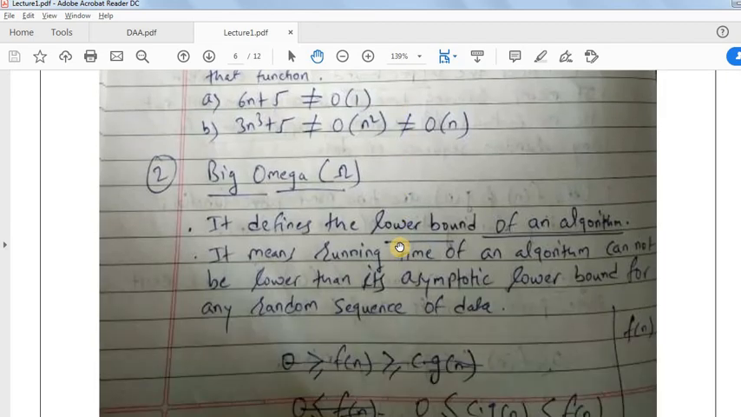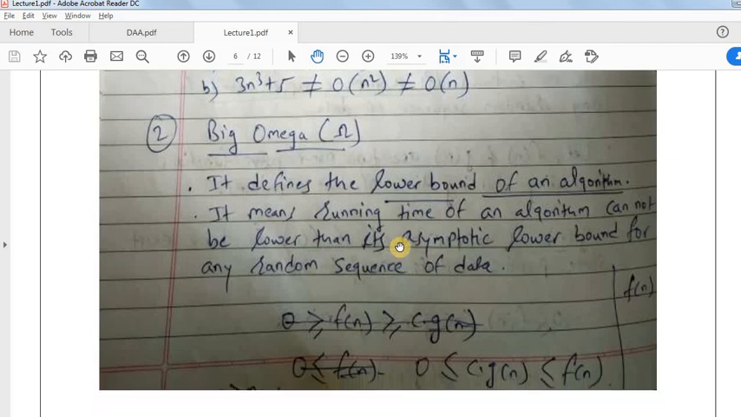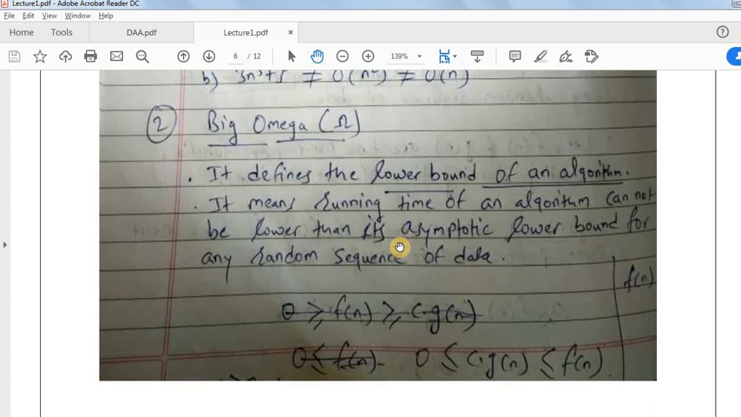Moving further, big omega notation. This type of notation defines the lower bound of an algorithm. It means the running time of an algorithm cannot be lower than its asymptotic lower bound for any random sequence of data. This is just the reverse of big O notation. Here we are interested in finding out what shall be the lowest possible complexity for our algorithm.